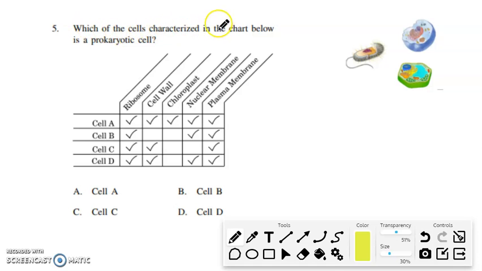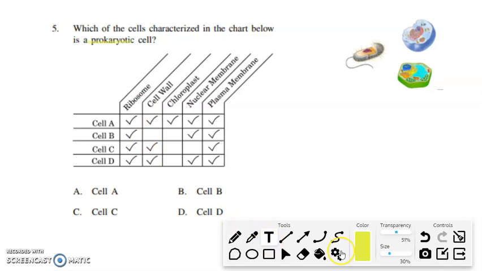Which of the cells characterized in the chart below is a prokaryotic cell? So I'm going to go ahead and underline prokaryotic because we are going to be referring back to that. Now here is our chart. To the left of our chart, we have our different cells, cells A, B, C, and D. And then on top, we have our options of what they have and then what they don't have.